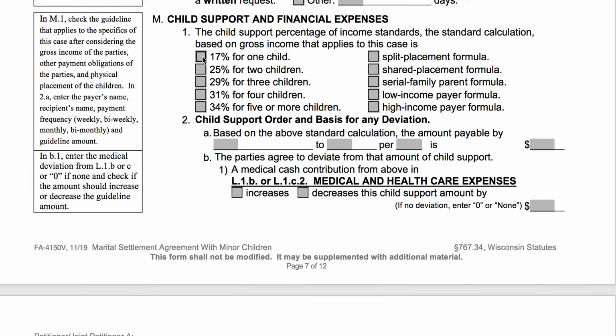All you have to do is check whichever percentage corresponds with how many kids you have. One kid, 17%. 2 kids, 25%, 3 kids, 29%, 4 kids, 31%. If you have 5 or more, 34%. So that's pretty easy. If we were in this one, then John and Jane have 2 minor children, they would check 25%. If you're in this, then you're done. You go down to number 2 over here.